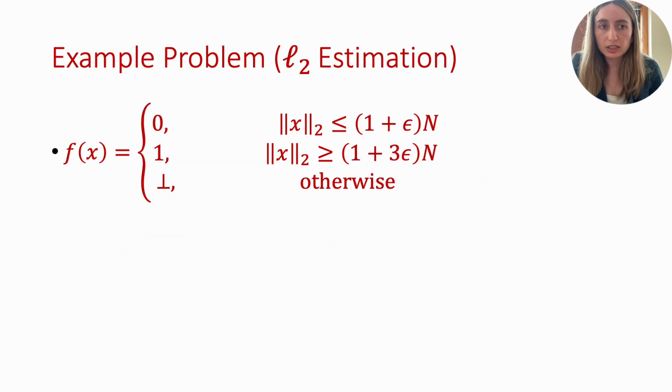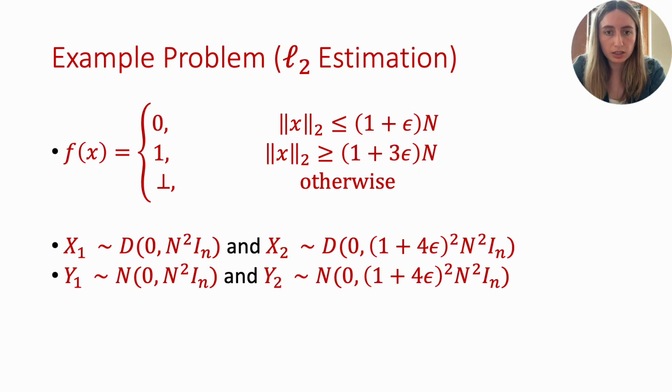Now, let's see how we can use this lifting framework to get a lower bound for our favorite problem, L2 estimation. So let's define this function f of x to be deciding whether the L2 norm of x is less than 1 plus epsilon times n or bigger than 1 plus 3 epsilon n. And we can return either of them otherwise. Now let's consider these distributions. I'll sample x1 from a discrete Gaussian with covariance n squared times identity, and x2 from a discrete Gaussian with a slightly shifted covariance. And I can similarly sample y1 and y2 from the corresponding Gaussian distributions.